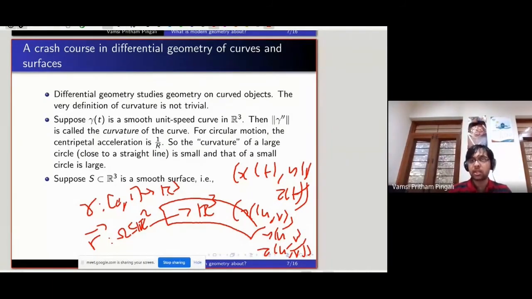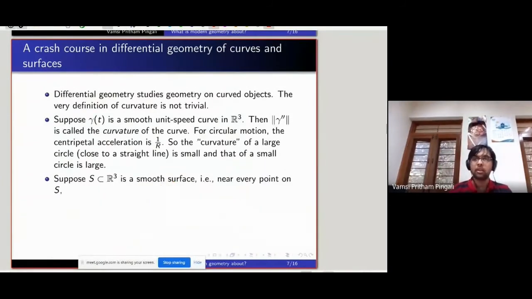A smooth surface is one that does not look like this, that does not have sharp corners. How do you know whether there's a sharp corner or not? Well, what goes wrong here is you can't draw a unique normal. Everywhere else you can draw a normal, but here you can't.